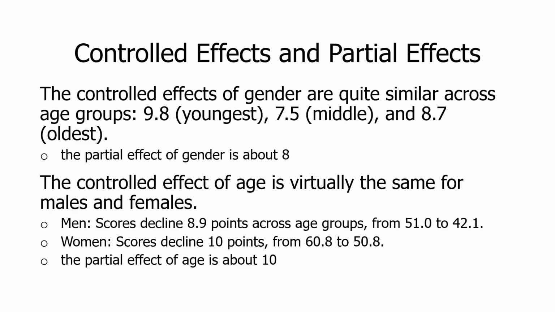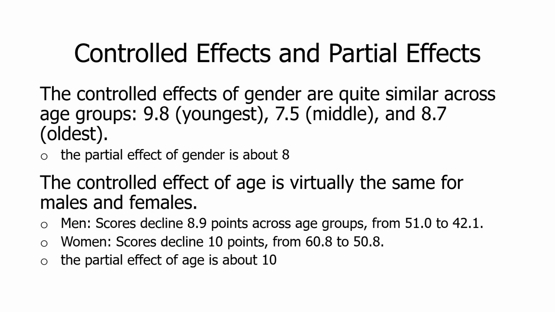So yes, we got a single partial. The controlled effect of age is virtually the same for males and females. For men, scores decline 8.9 points across age groups from 51 to 42.1. And for women, the scores decline 10 points from 60.8 to 50.8. So we could summarize the effect of age and say the partial effect of age is about 10.